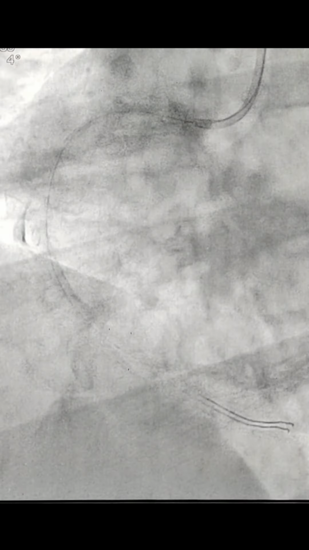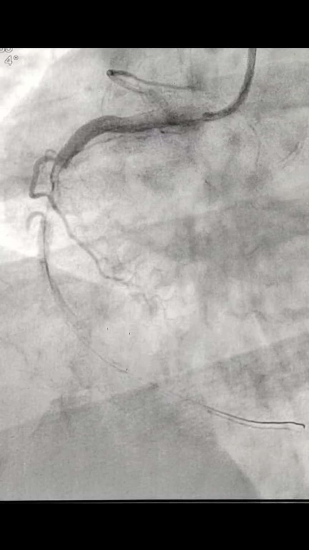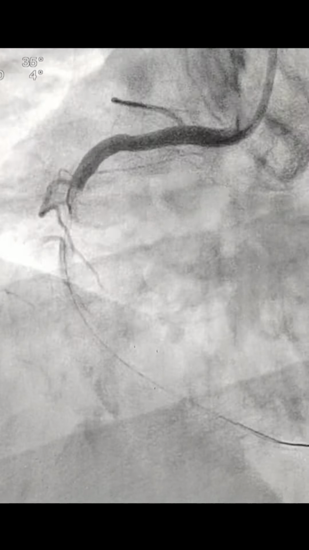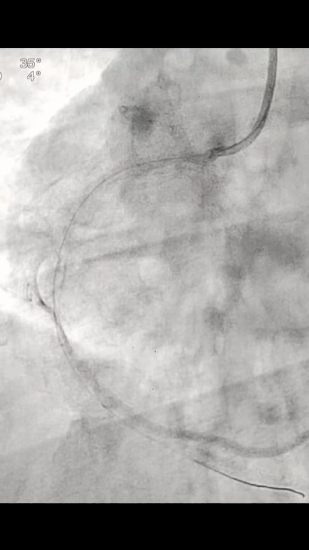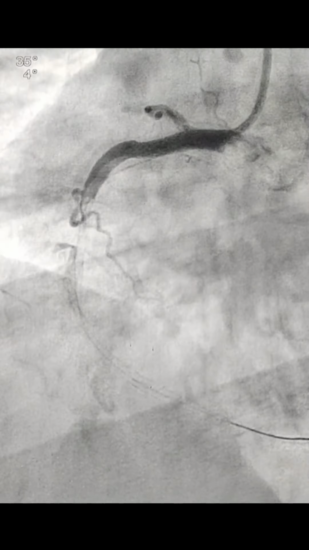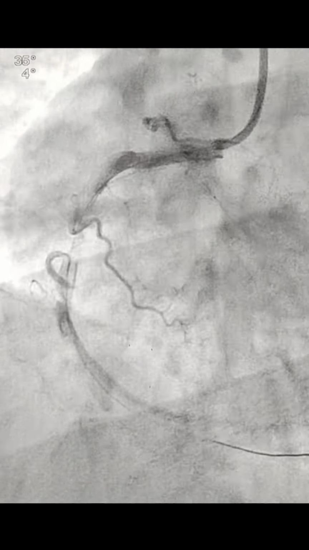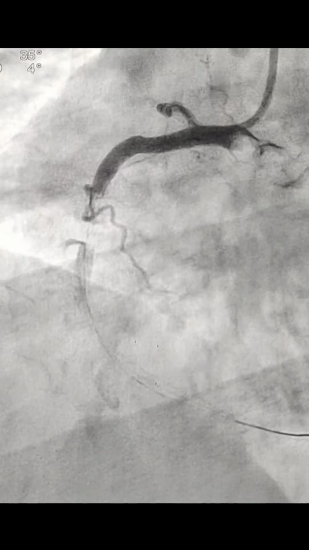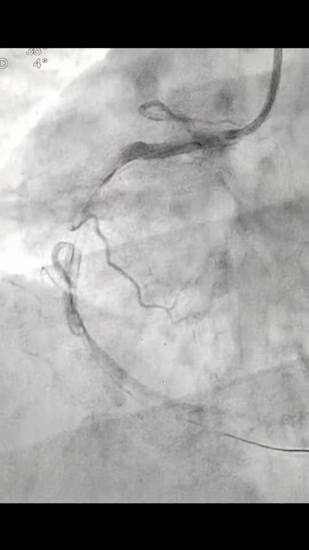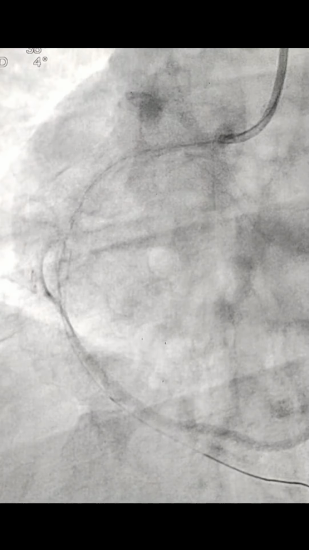So you could see there's a flow in the RCA, but everywhere thrombus is there. So from the site of occlusion to the mid RCA, I decided to put a stent without doing thrombosuction, because thrombus may go here and there. So I decided to plaster the thrombus between the stent and the vessel wall. So I decided to take a 3.5 into 24 stent in mid RCA right from the lesion.